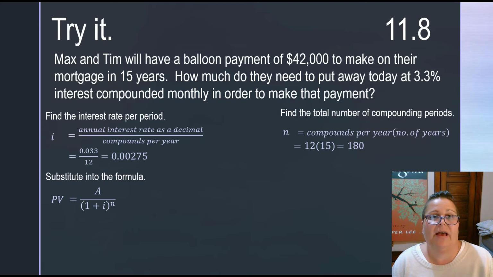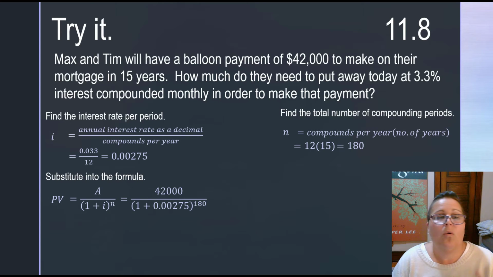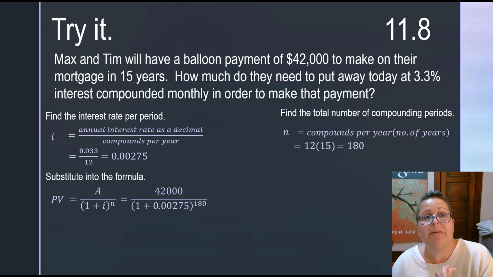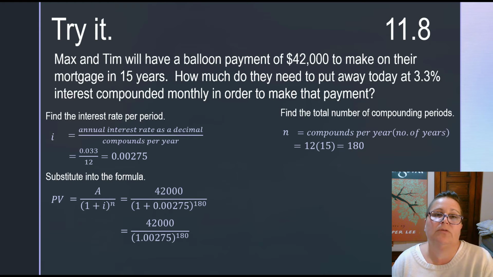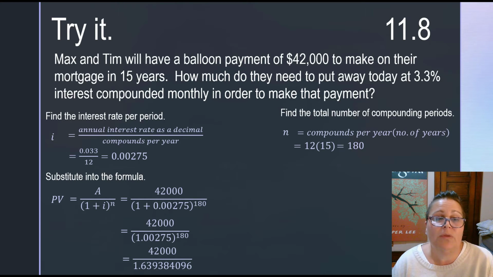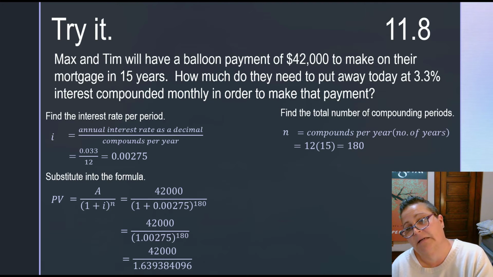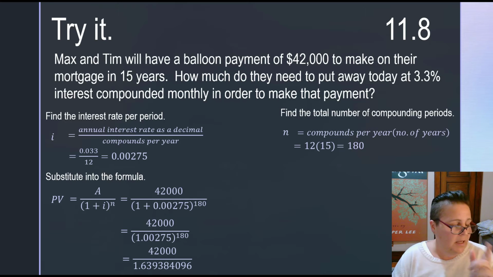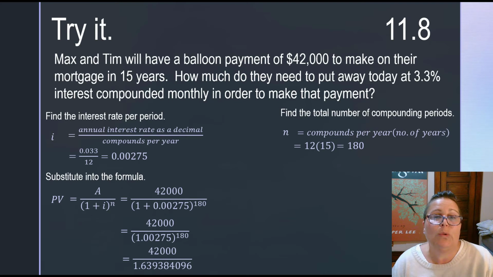So the present value is that goal amount divided by 1 plus i to the n, or 42,000 divided by 1 plus 0.00275 to the 180th power. I'm going to do the denominator first, or 1.00275 to the 180th power. So I have 42,000 divided by 1.639384096. Now, if you're calculator savvy, you can do all this in sort of one entry.